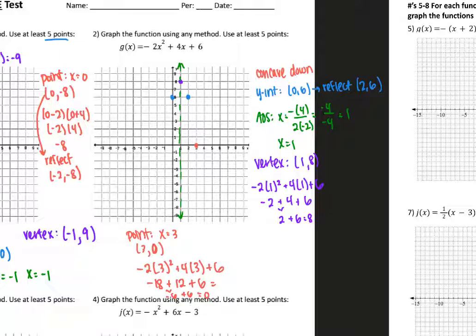And if I have that point, I have its symmetric point, so I'm going to reflect it over. And that's going to give me the point. Oops, I went a little too far over. Negative 1, 0.